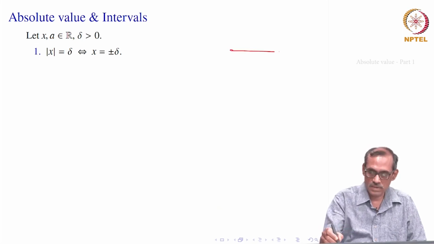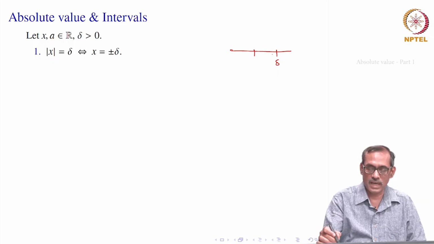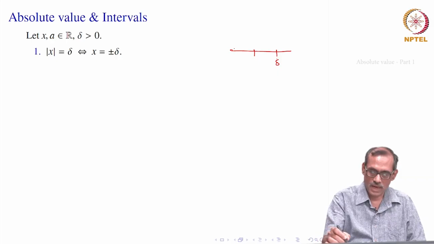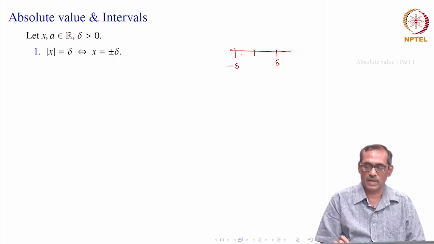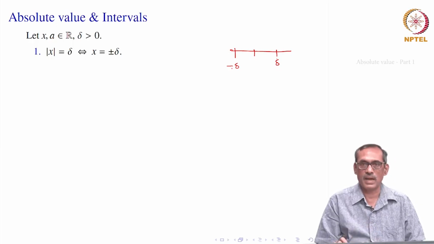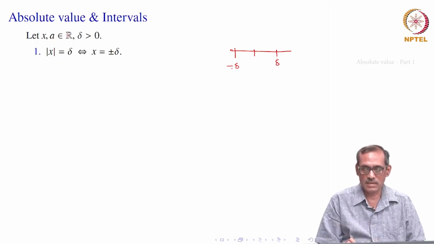If you think of the real line, you take delta positive. So, here is delta. Mod of delta equals delta, and mod of minus delta is also equal to delta. So, one side is clear: if x is equal to delta or x equal to minus delta, then mod x equals delta. What about the other side?